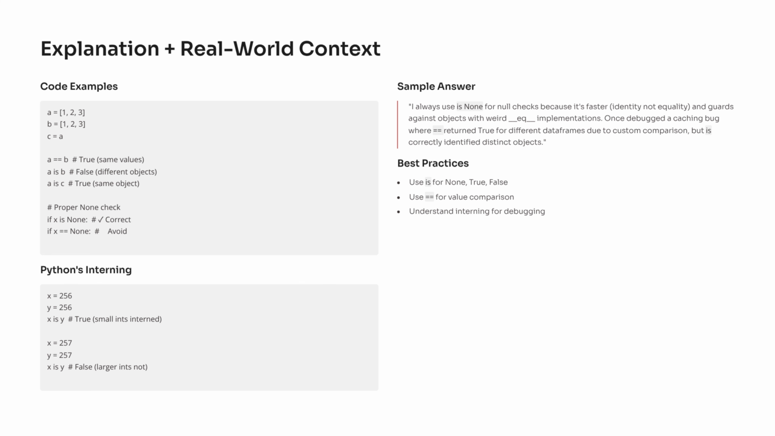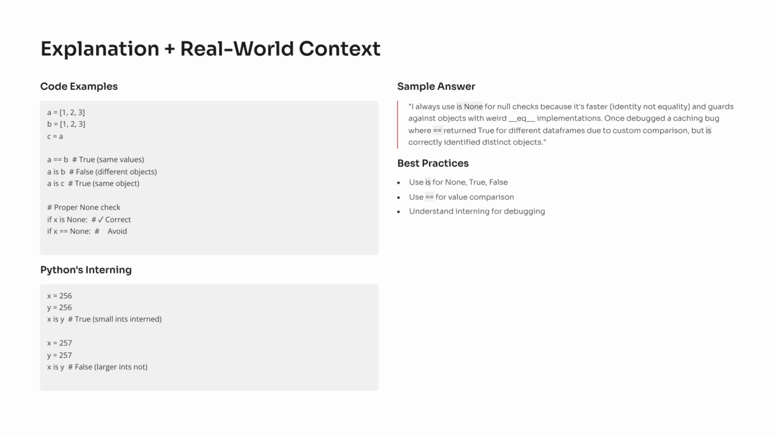Now, if you assign one list directly to another variable, for example, by saying C equals A, and both variables point to the same object, at that point, both double equals and is will return true because they're literally two names for the same object in memory.